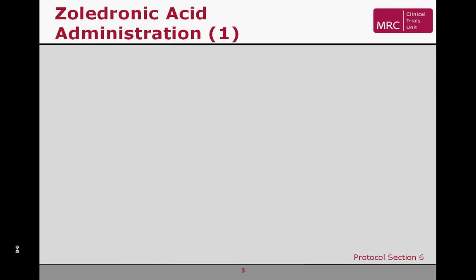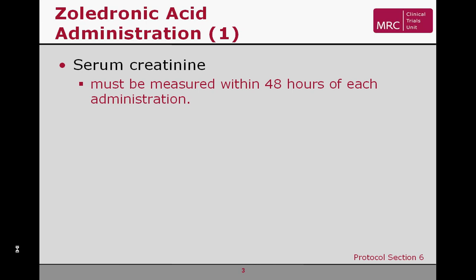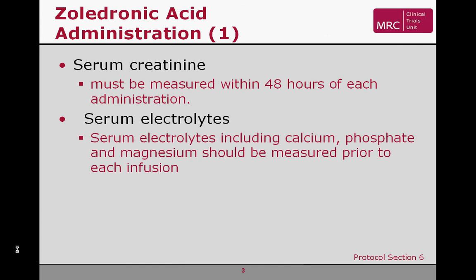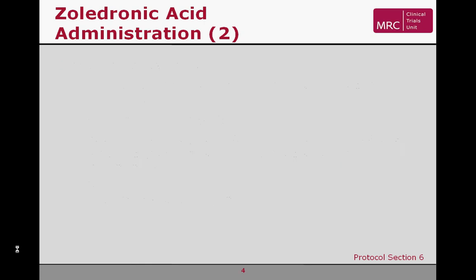So moving on to the zoledronic acid, and there are a number of measurements that should be taken before the administration of zoledronic acid. Serum creatinine must be measured within 48 hours of each zoledronic acid infusion. In addition, serum electrolytes must be measured before each infusion. And finally, a full blood count must be taken every 3 months.